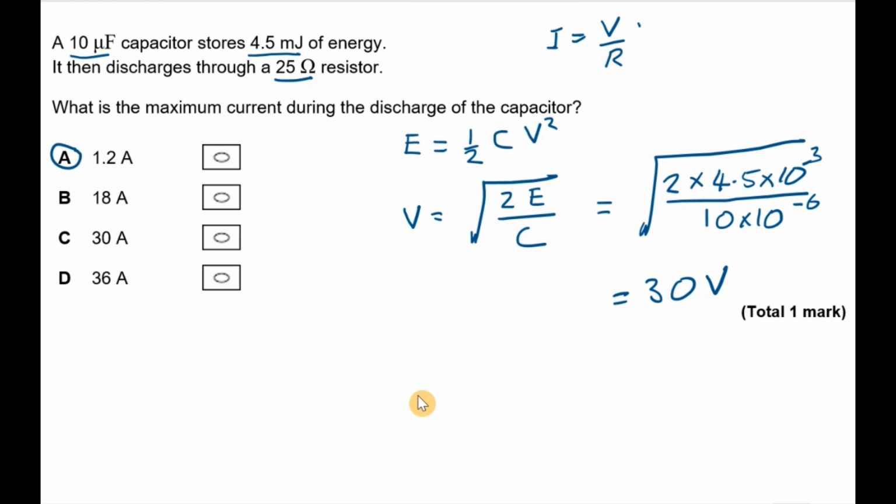So now I can go back to this equation. Current equals potential difference over resistance. My potential difference I've just calculated as 30 volts. My resistance we're given as 25 ohms. That goes into my calculator and I get an answer of 1.2 amps. Answer A.